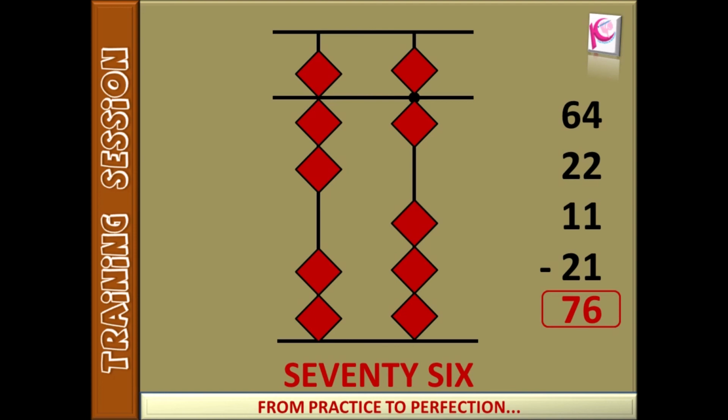Read them right and then do. No calculation. Many times it happens that you do the sum correct, but you read the beads wrong. Many children, instead of writing 76, write down 66 or 86. This should not happen. So be careful while reading the beads.